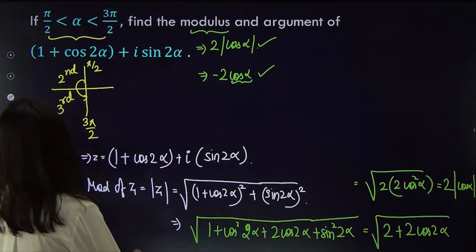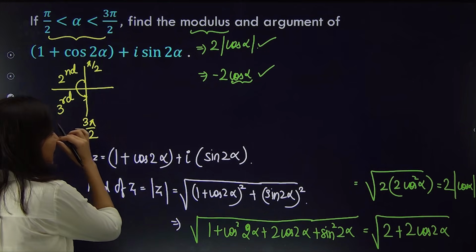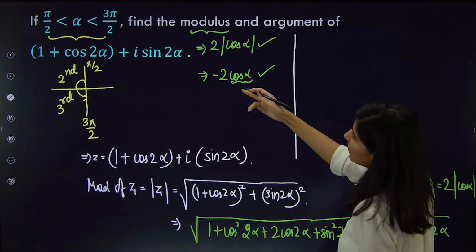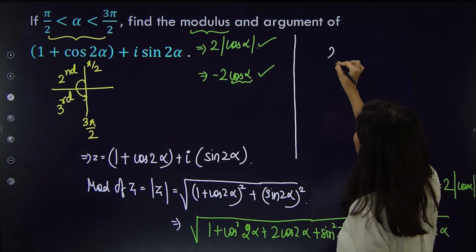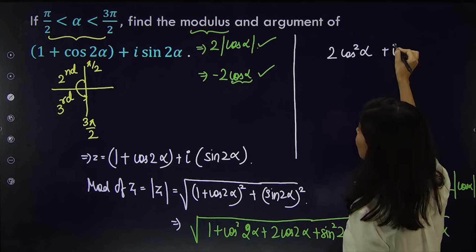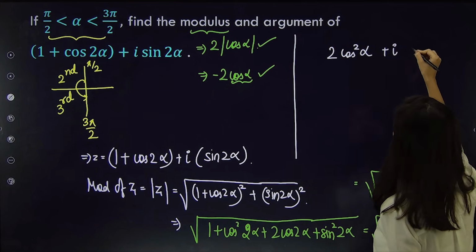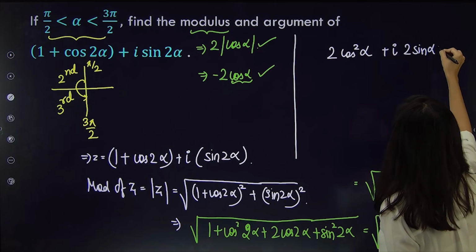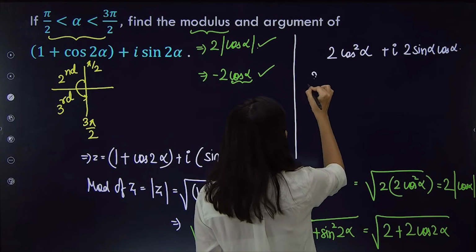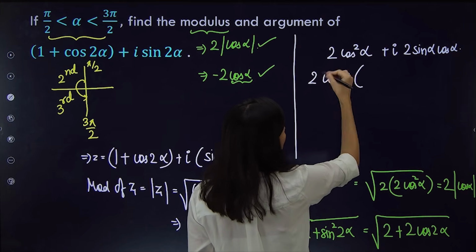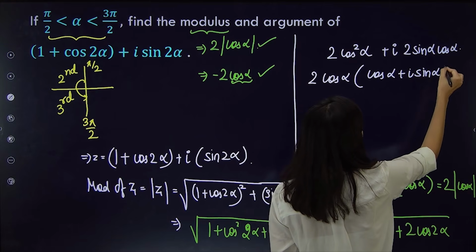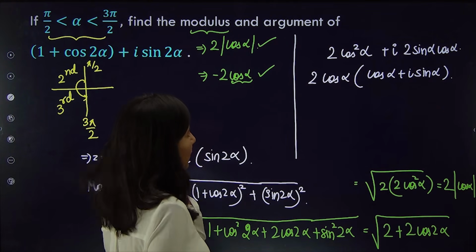Now argument. For argument, to understand it, let's do one thing. This 1 plus cos 2 alpha is actually 2 cos square alpha, plus iota sine 2 alpha is what? 2 sine alpha cos alpha. Correct? I can take 2 cos alpha out. 2 cos alpha I have taken out. So this is cos alpha plus iota sine alpha. Okay? All right.